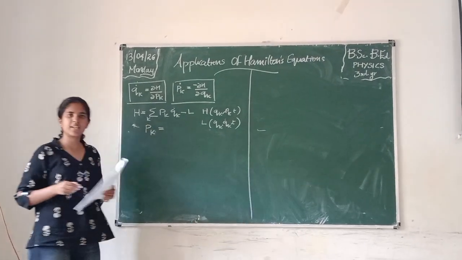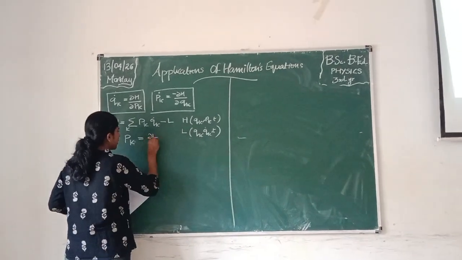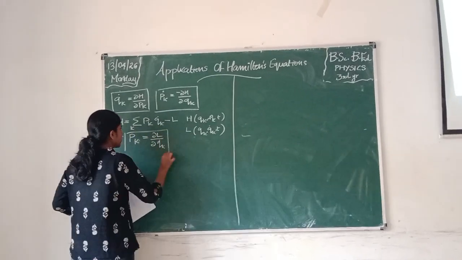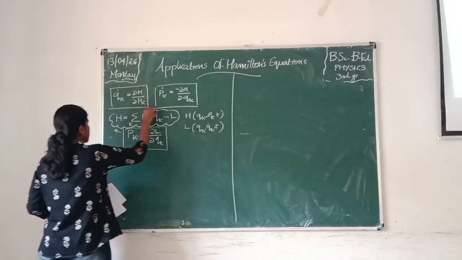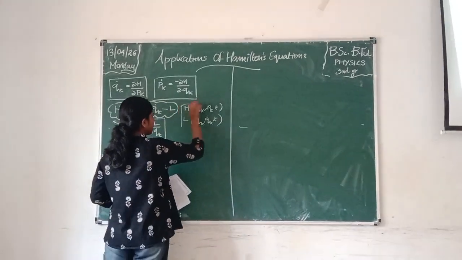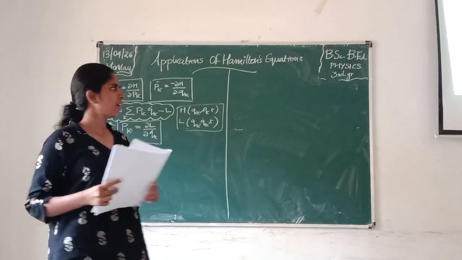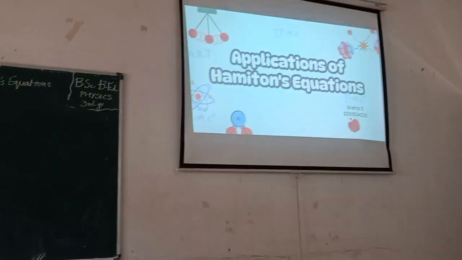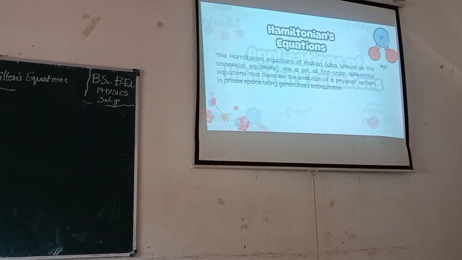So the other equation is, what is the equation of pk? pk is equal to ∂L by ∂qk dot. So these are the basic equations one has to know before moving into the applications of Hamilton's equation. So till this part, everything should be clear. So applications, I am explaining this.